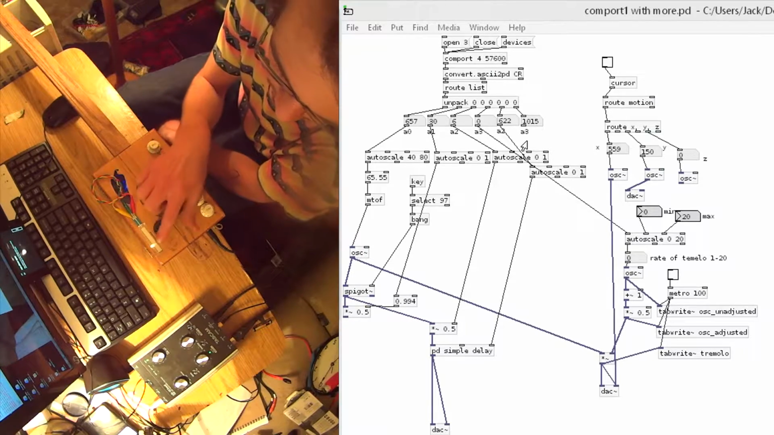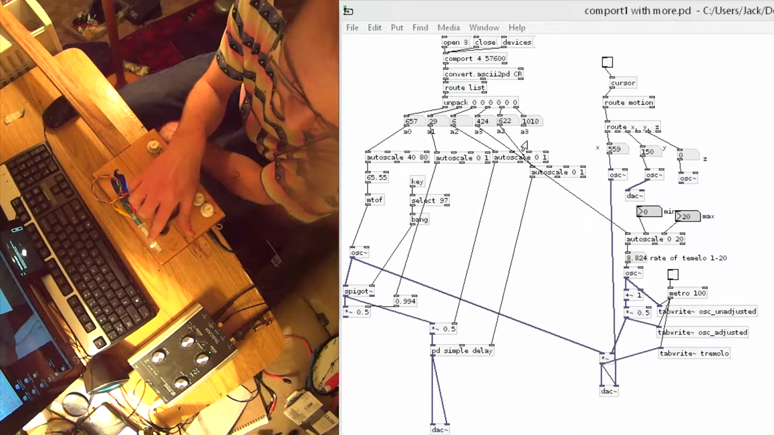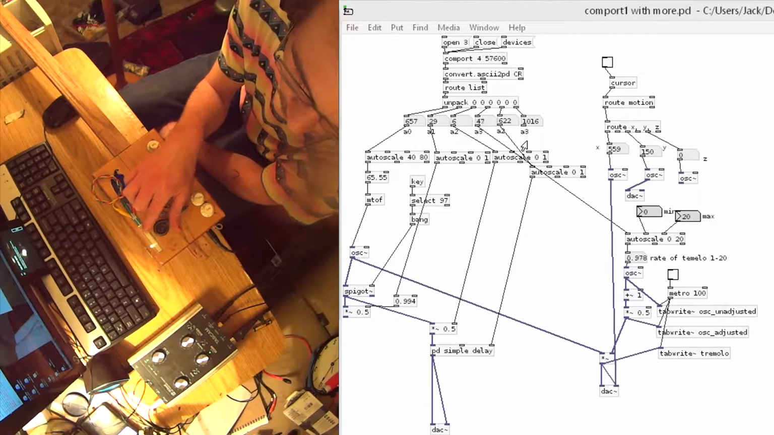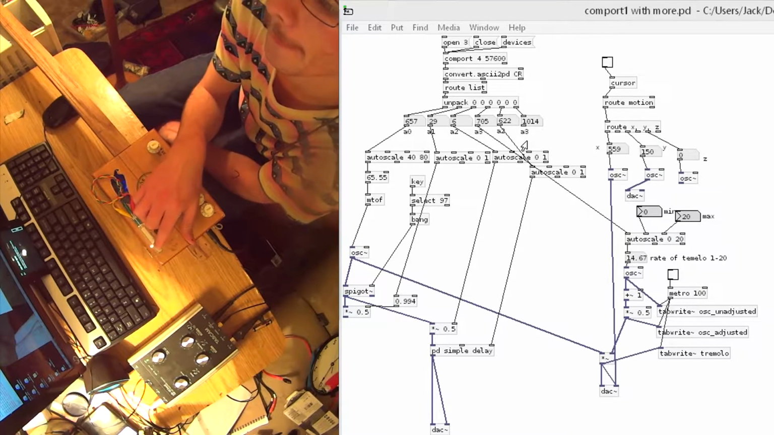And then I just got the vertical fader, so it's hooked up to a tremolo, and the value of the fader determines the rate of the tremolo. And so, yep, that's pretty much it.